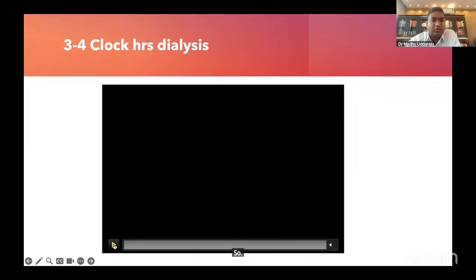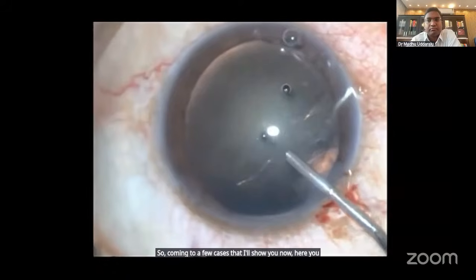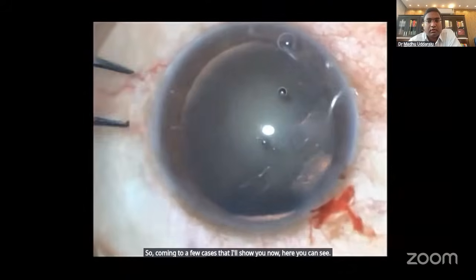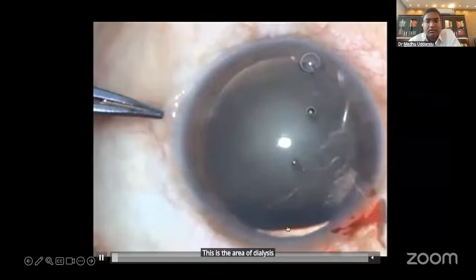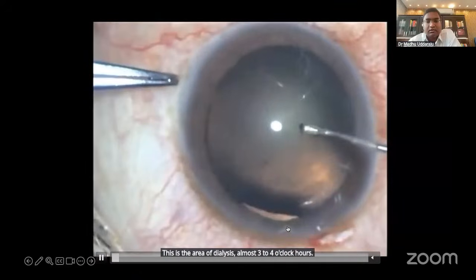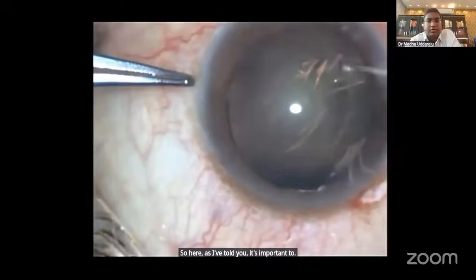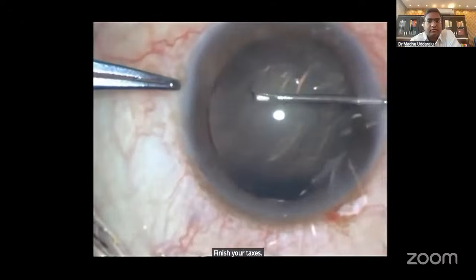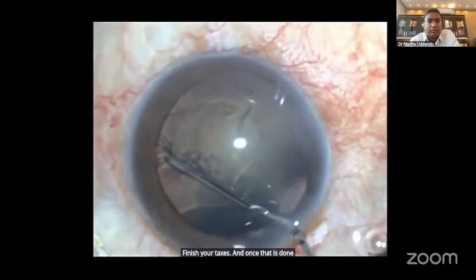So coming to a few cases that I'll show you now. Here you can see this is the area of dialysis, almost 3 to 4 clock hours. So here, as I've told you, it's important to finish your rhexis. And once that is done, a gentle hydro.